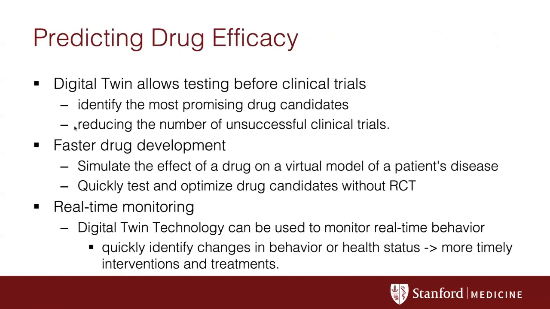And by doing this, we can better predict drug efficacy, right? A digital twin allows us to really test drugs, solutions, treatments before clinical trials, right? And in that way, we can use these digital twins to identify the most promising drug candidates, which can reduce the number of unsuccessful clinical trials. This, I believe, would really lead to faster drug development, right? By simulating the effect of a drug on a virtual model of a patient's disease, we can quickly test and optimize the candidates.